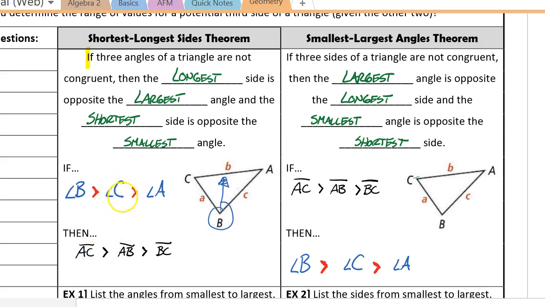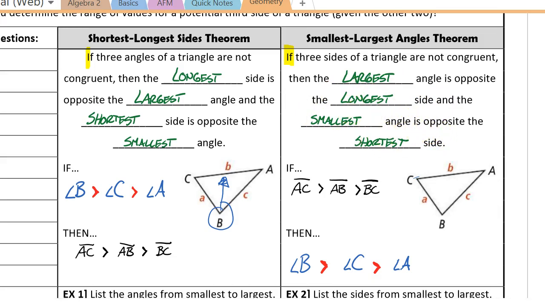The middle angle, angle C, is going to have the side opposite that. In this case, AB is going to be my middle side. And lastly, if angle A is the smallest angle, the side opposite that, BC, is going to be the smallest side. It works the other way too. If we have 3 sides of a triangle not congruent, then the largest angle is opposite the longest side, and the smallest angle is opposite the shortest side.